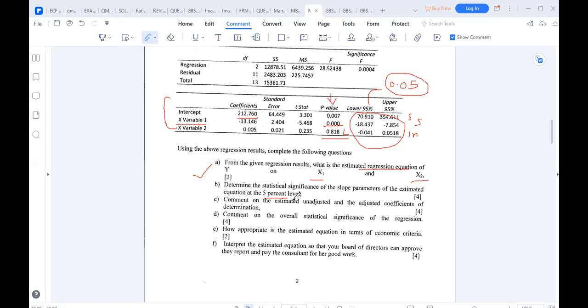Are we together? What about the intercept? They've just talked about the slopes. The intercept, like I said, we don't usually consider it. It is these two, the slopes, that we usually consider, because the intercept is always significant. So they're talking about the slopes, variable 1 and variable 2.